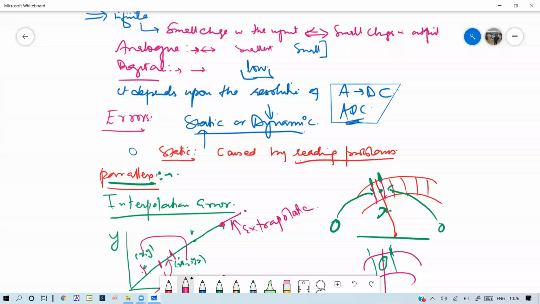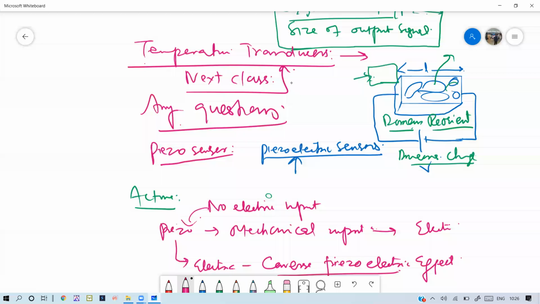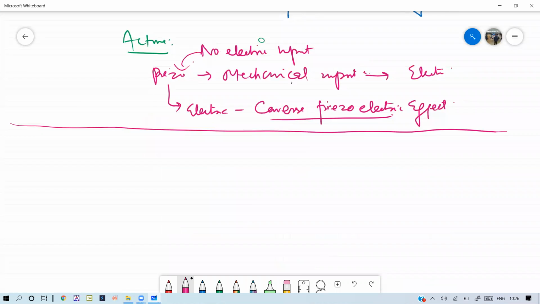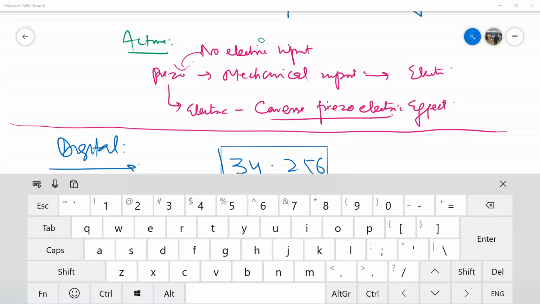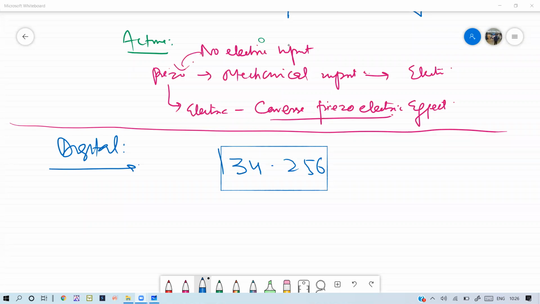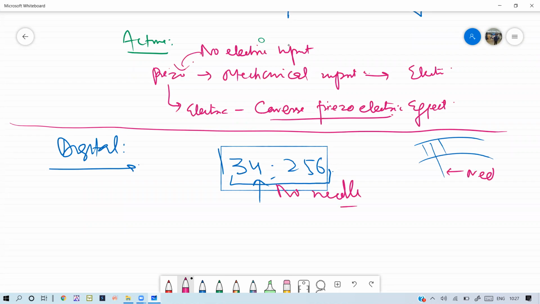Digital meter. Analog to digital. Okay, the digital signal scales. We were discussing errors. If you have a digital scale and you measure some quantity, for example 34.256. In case of analog, when we have static or dynamic, you have a needle, but you don't know the exact position of the needle. But here you have no such needle.